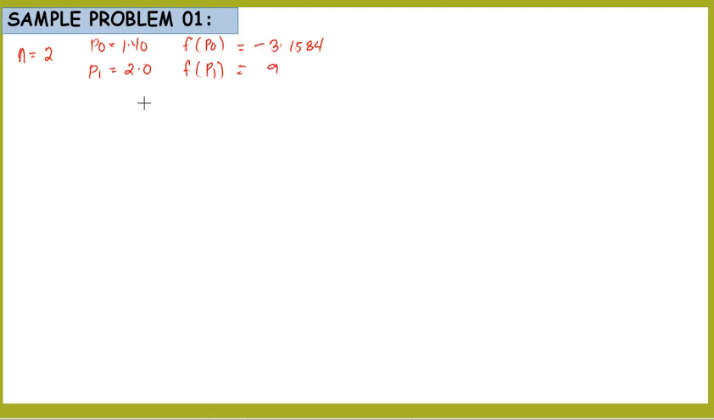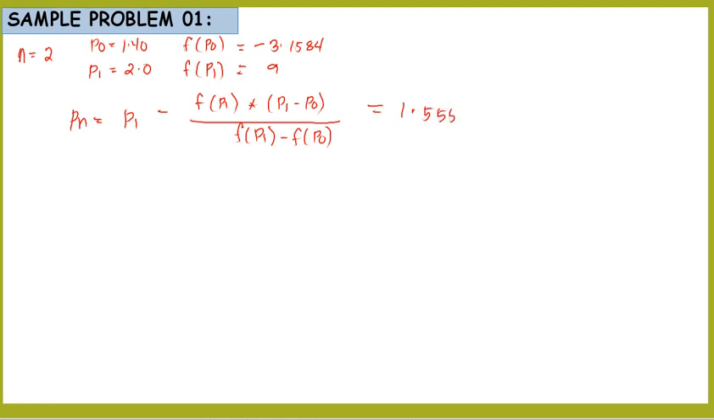So, we will solve again for the value of our Pn. Using our equation, which is this, we can solve for our new Pn. Substituting our values, our new Pn is equal to 1.5559. Okay? So actually, this is the same as in our sample problem for the second method.